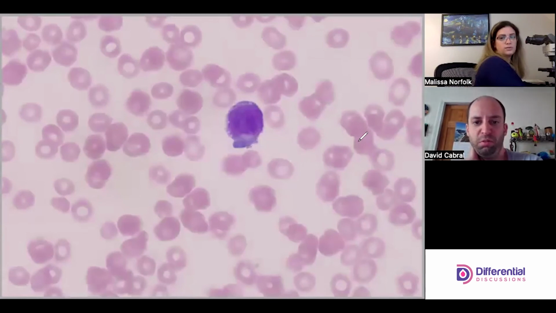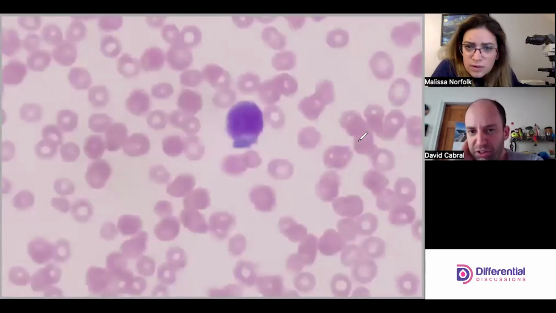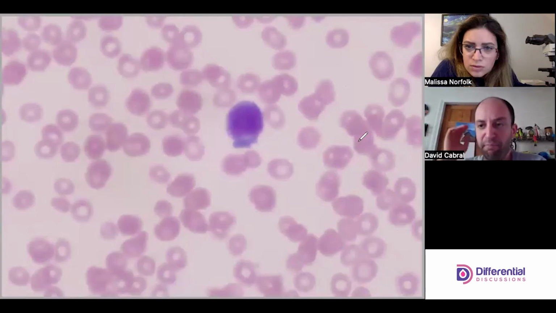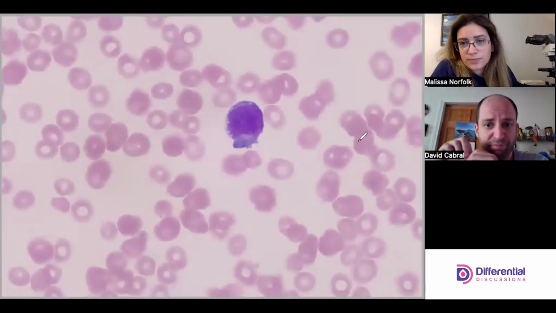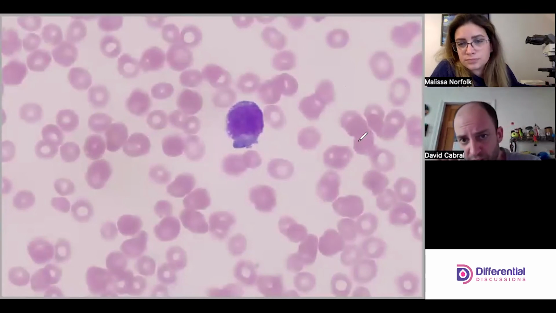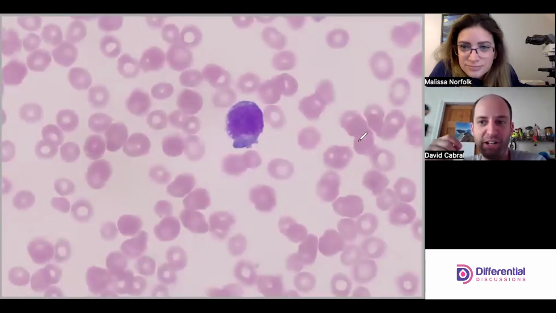Okay, so now we're at kind of an interesting point where there might be blast forms, right, Melissa? There could be. Yep. So I'm looking, or she's looking, to see maybe are there primary granules here?